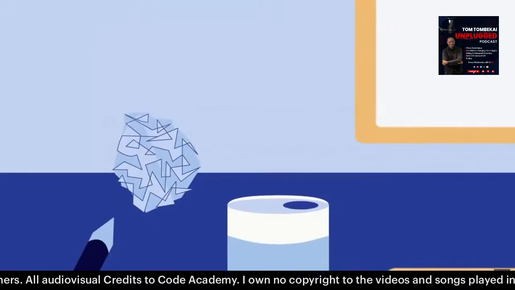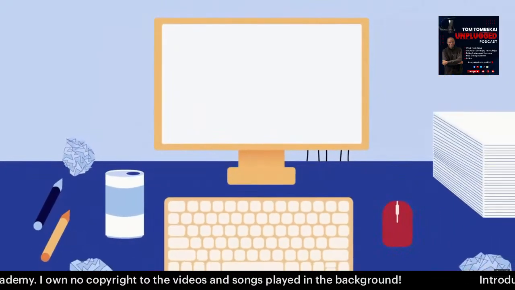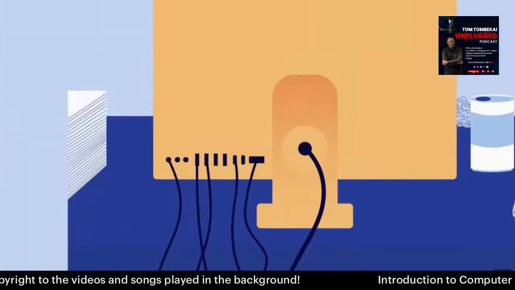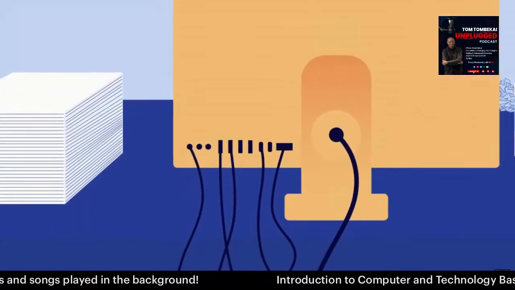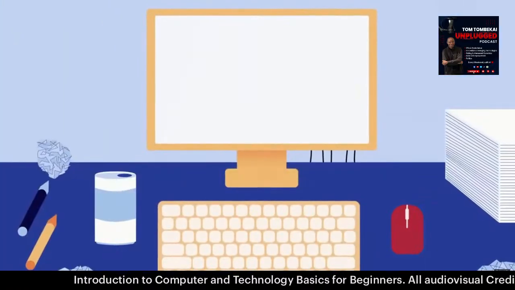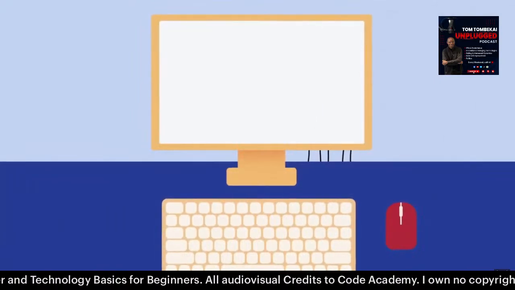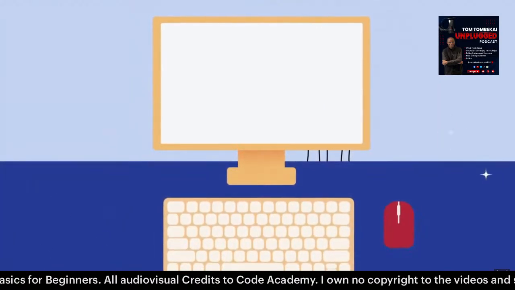Clutter is another common problem, and it can lead to strain or injury if you're not careful. In some cases, like loose power cords, it can even be a tripping hazard. If you have paperwork or supplies that can be put away, it's best to store them somewhere else instead of leaving them on your desk.